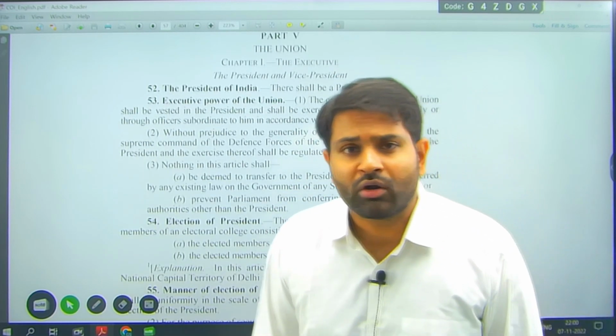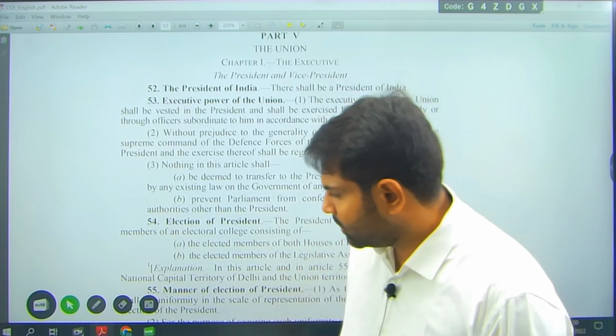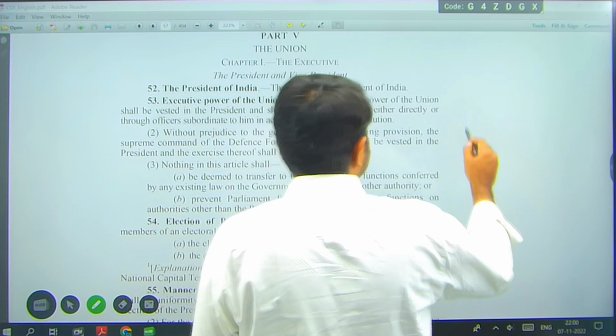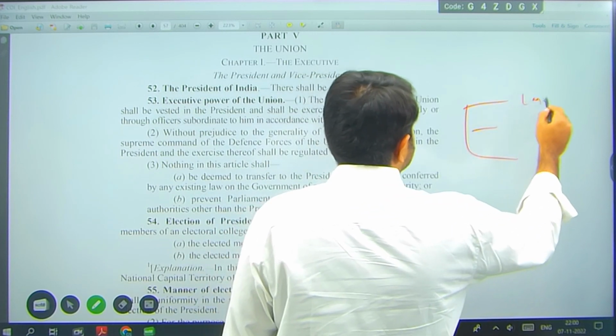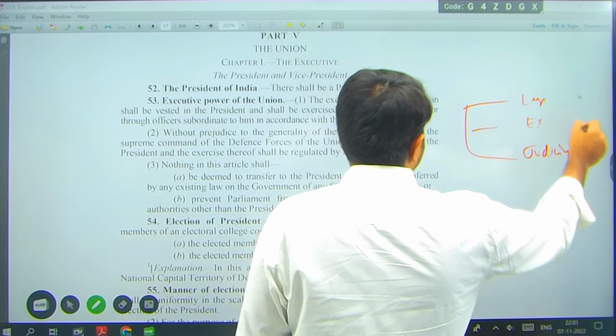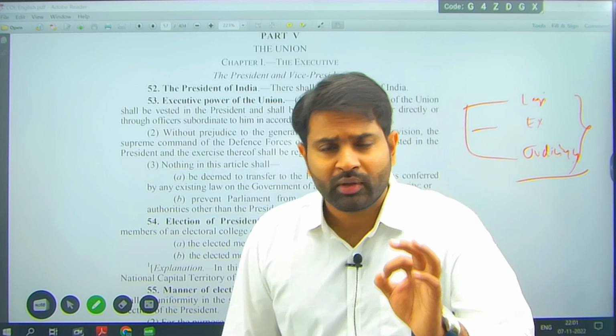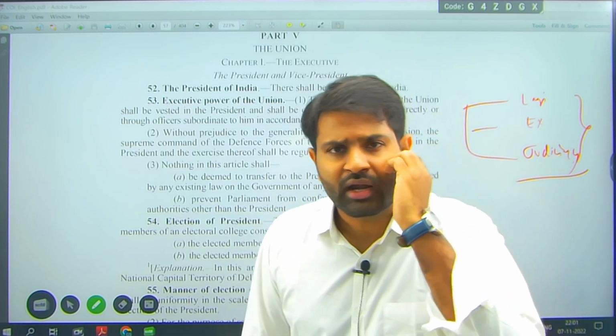When I speak about union government, there are three important organs. One is legislature, one is executive, the third one is judiciary. It is not possible to complete the entire administration for you, so I am going to tell you the important articles. Pick those articles and write them down simply.